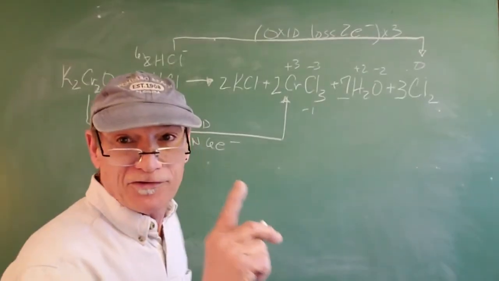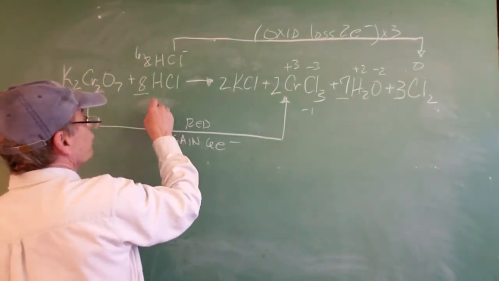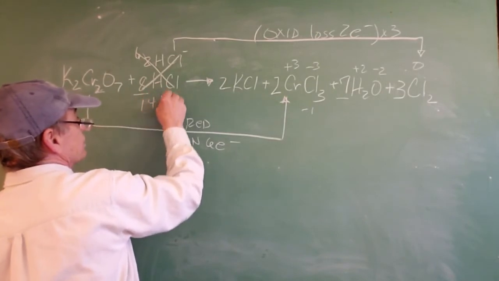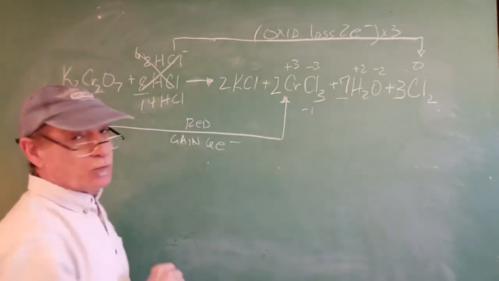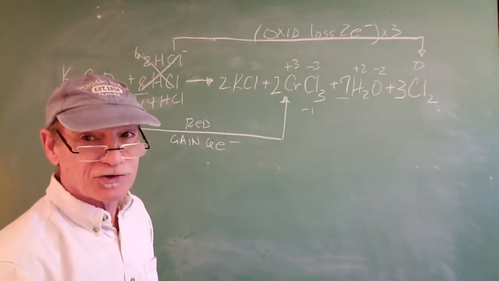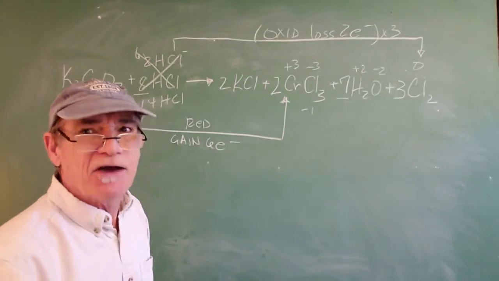Oh wait, one last thing. Remember I said you could add these back together. So in essence, we could just make this 14 HCl's. Again, we know that only 6 of them were involved in the oxidation reduction. So I'm sorry, I skipped that very last little step. All right, now our next problem.